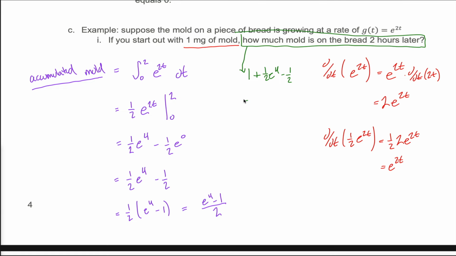I can simplify this a little if I want. The 1 and the negative 1/2 make a positive 1/2, and I can call it 1/2 e to the 4th plus 1/2, or some other form that looks like one of these guys. The point that I wanted to make is you got to be a little bit careful. This tells you the accumulation, not the amount of mold on the bread. And people often confuse those two ideas.